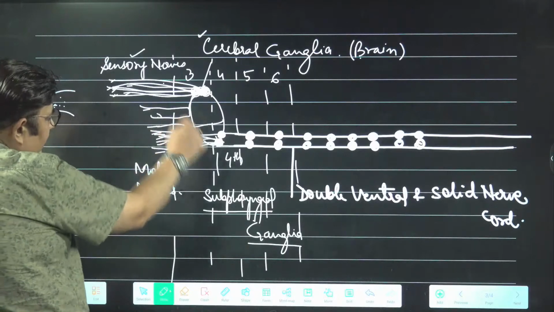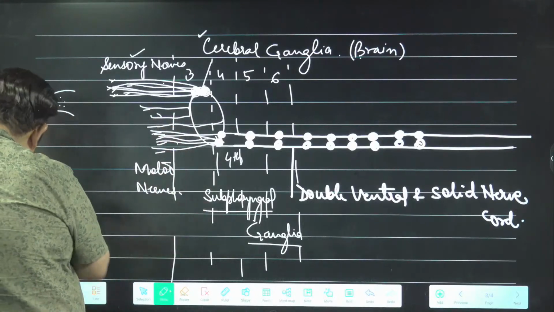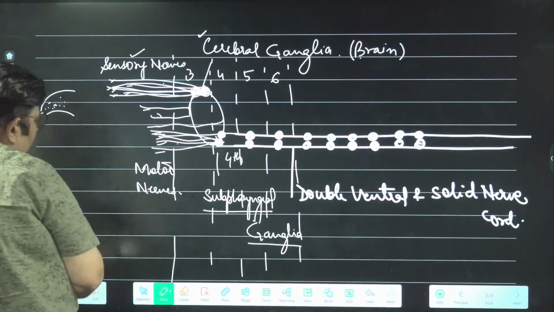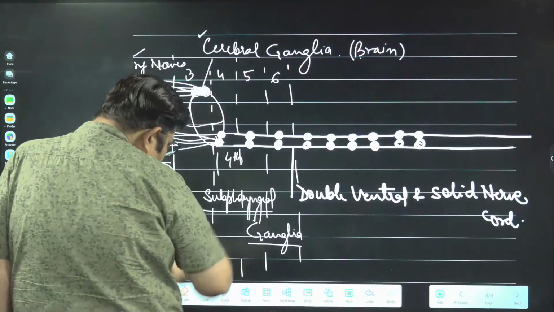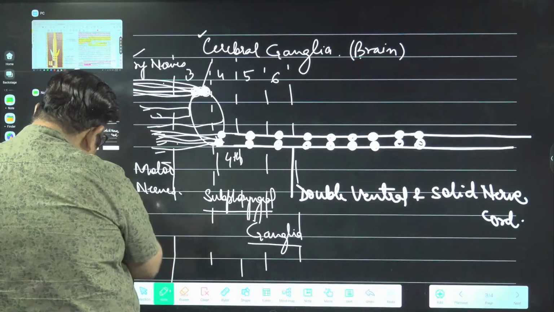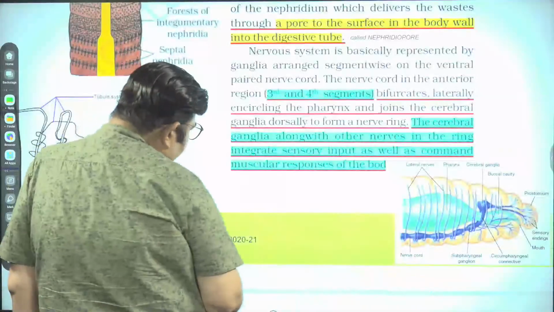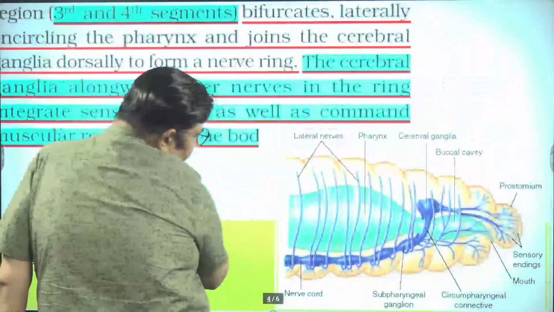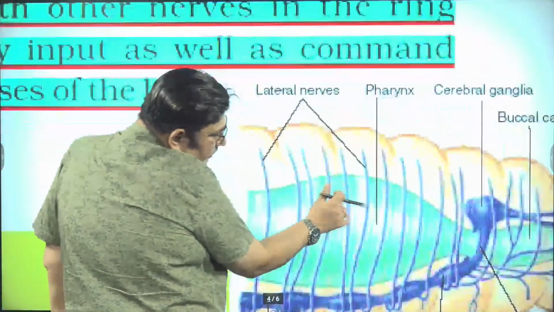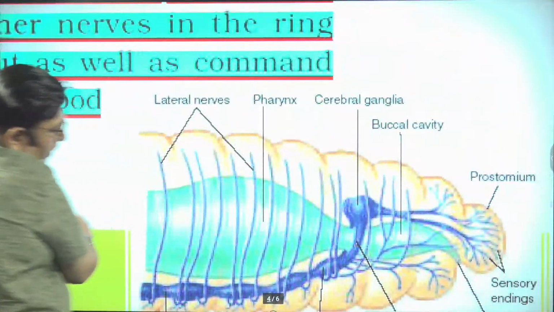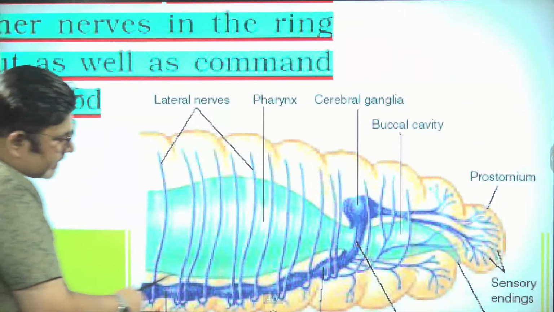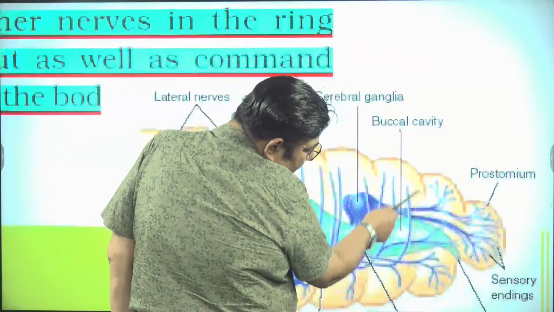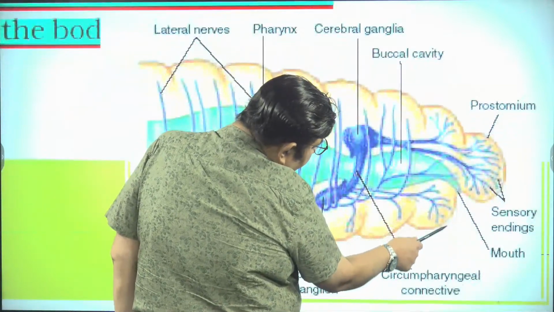And this is the nervous system in earthworm. I have a diagram to show you of the nervous system of an earthworm. A beautiful diagram. This is a beautiful diagram you can see from this side. So you can start with the prostomium. The prostomium is a sensory tool having many sensory endings, and below it is the mouth. So here we have the mouth, okay?